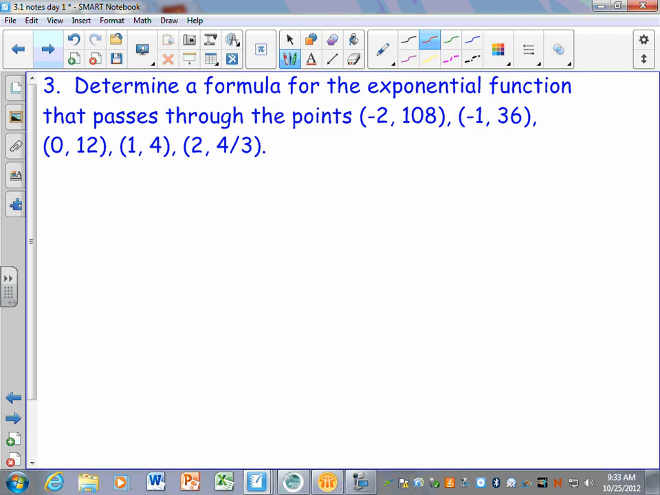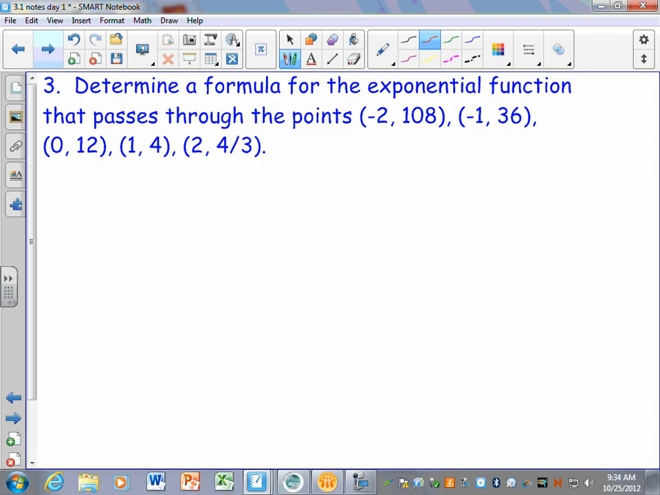So they're telling us we want an exponential function that goes through these points: (-2, 108), (-1, 36), (0, 12), (1, 4), and (2, 4/3). Sometimes it might be something you can just figure out, but I want to show you very easily how you can do this algebraically every time. Just like with a linear equation, we have a formula, y equals mx plus b, and we've got to find m, we've got to find b.